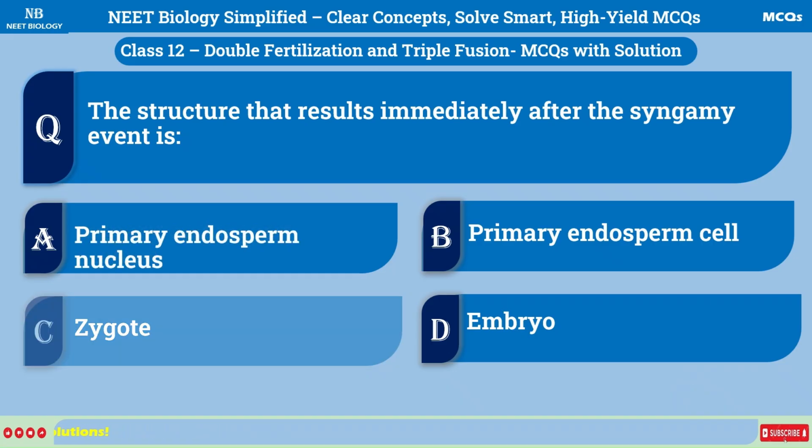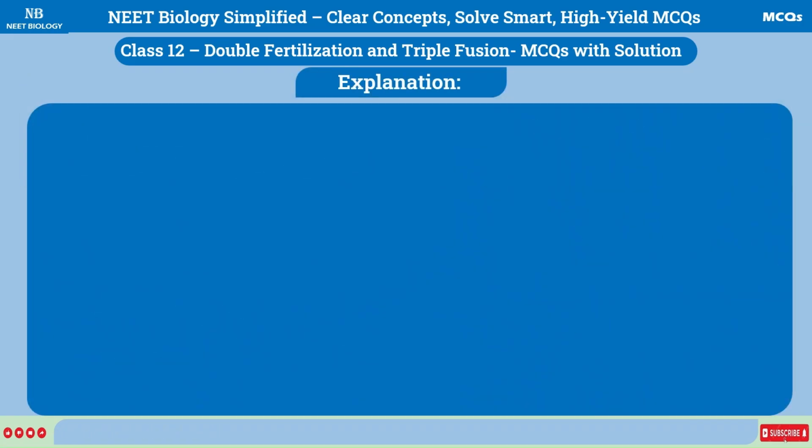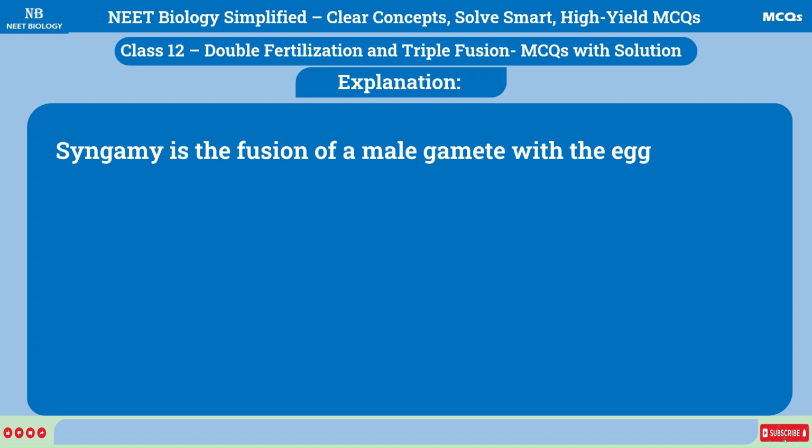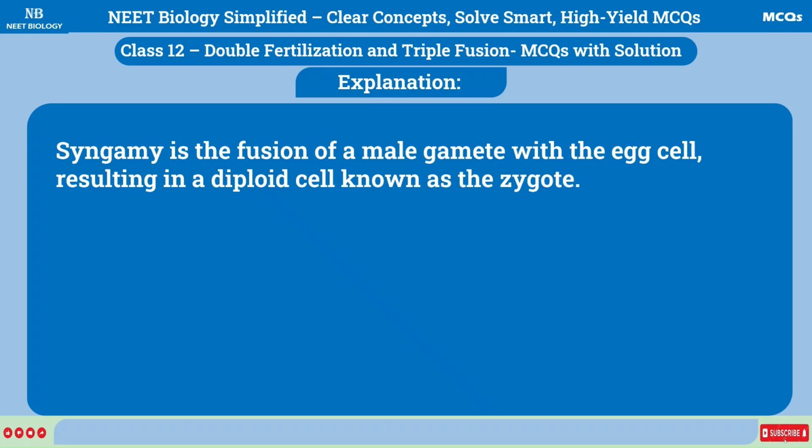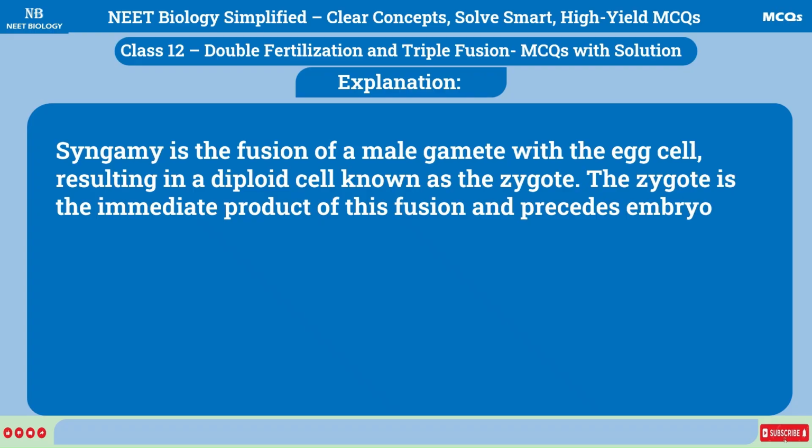Correct answer is C. Zygote. Explanation: syngamy is the fusion of a male gamete with the egg cell, resulting in a diploid cell known as the zygote. The zygote is the immediate product of this fusion and precedes embryo development. Option C is thus the correct answer.